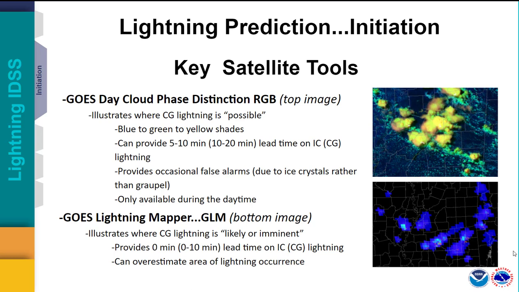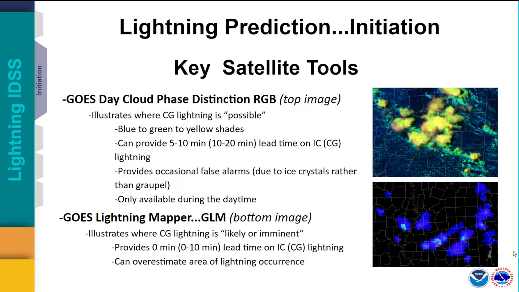We have two key tools from our new advanced GOES satellite, an RGB called Day Cloud Phase and the GOES Lightning Mapper, or GLM. Examples are shown to the right. The Day Cloud Phase RGB illustrates where lightning may soon occur by suggesting the development of ice particles within the cloud, as the colors change from blue to green to yellow. It is only available during the daytime, and can occasionally provide false alarms, where it may be suggesting ice crystals at the top of a developing cell rather than graupel.